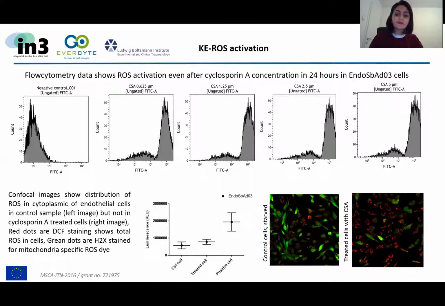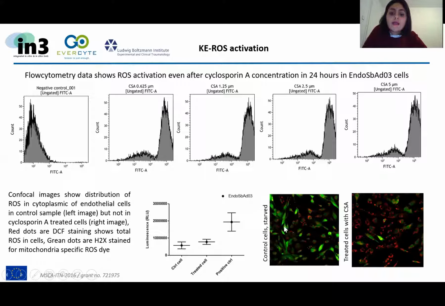So for that, we use the DCF to measure the whole cell ROS, and this is the green dot in the confocal microscopy. And we also use the MitoSOX dye, which just measures the mitochondrial ROS. And as we can see here, mitochondria's ROS, I'm sorry.